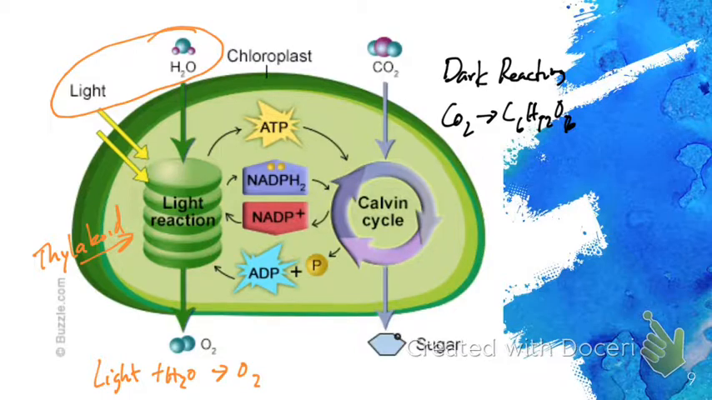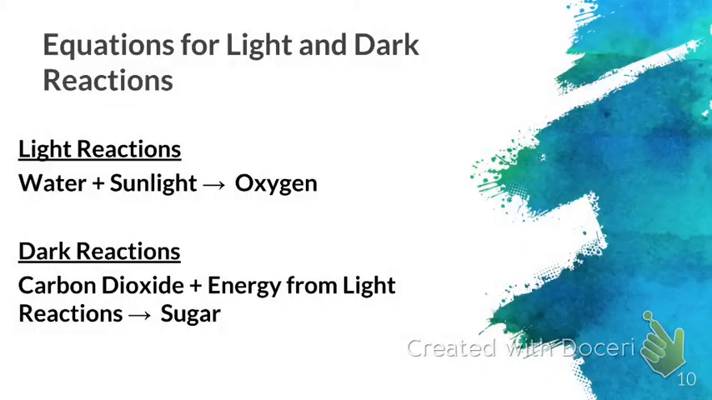Just know that there are two parts to photosynthesis. The first part is the light reaction. You need light, obviously, and so you have light and H2O forming O2. Then the Calvin cycle is a dark reaction that can occur without light. It takes in CO2 and uses the energy created by the light reaction to form sugar. Cool. So that's what we did.